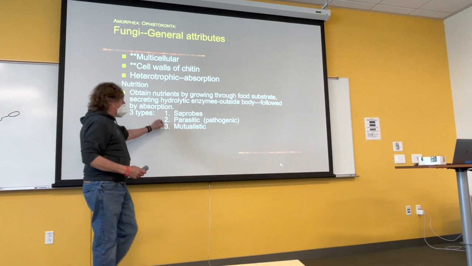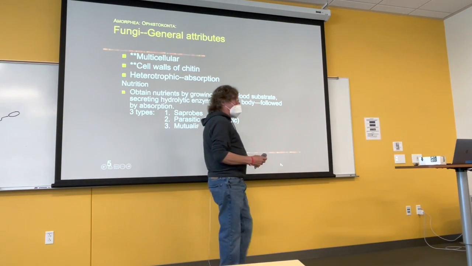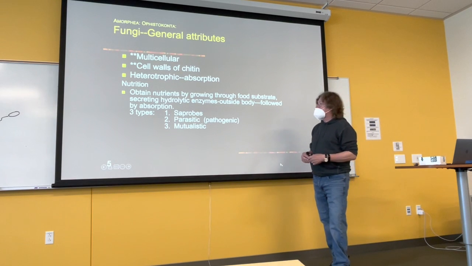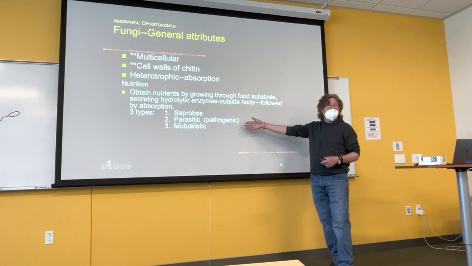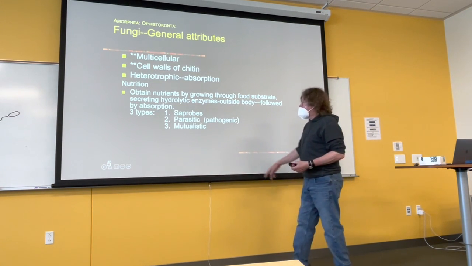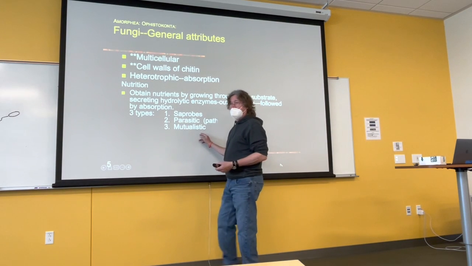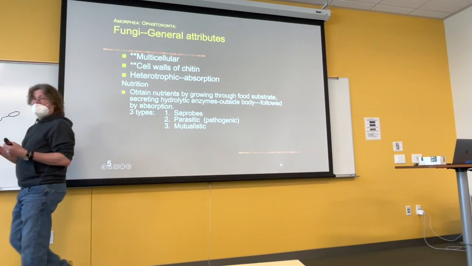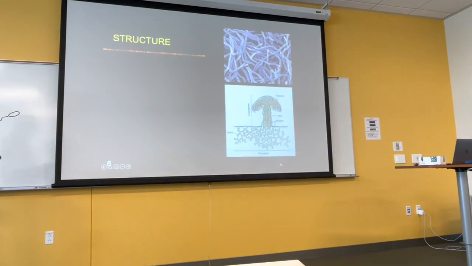Some of them have become parasitic, that is, they grow on living organisms. So, for example, jock itch in humans, athlete's foot, those are fungi that are growing on your body. And some of them are mutualistic, that they're actually in a relationship with other species and they benefit each other. We'll come across all those a little bit later on.